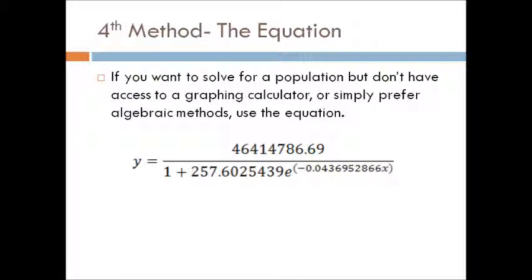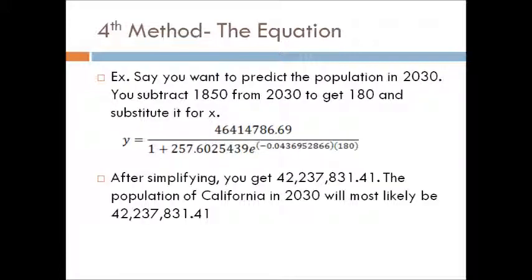Here you can see where we took the logistic function equation and put in the numbers that we got earlier. For example, if you want to predict the population in 2030, you subtract 1850 from 2030 and get 180. That's your x value. Then you substitute in and simplify. The simplified value is 42,237,831.14. So the population of California in 2030 will most likely equal that value.